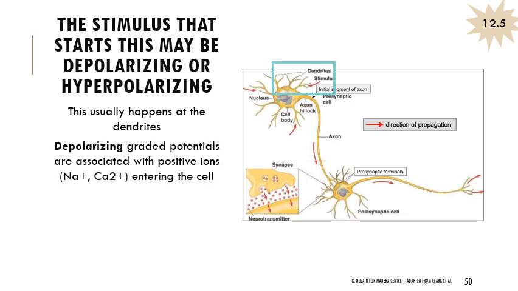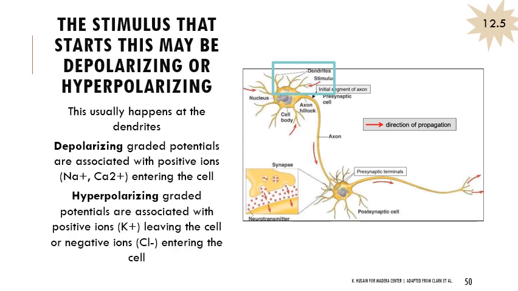So when we have depolarizing graded potentials, that's associated with ion channels opening to allow a flow of positive ions into the cell. So if we have, for example, those sodium channels, or this time actually calcium channels, and we have a strong concentration outside the cell, if those channels open, it becomes more positive inside the cell and becomes more depolarized, so that's more stimulatory or excitatory.